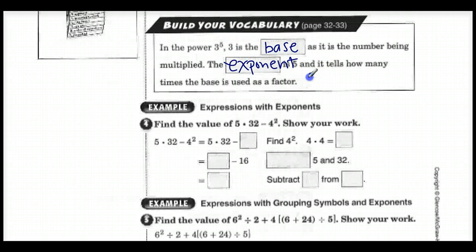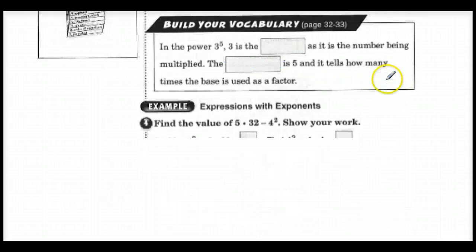It means you're taking the base, 3, and you're multiplying it together 5 times by that exponent. So you're multiplying 3 times 3 times 3 times 3 times 3. So just keep that in mind.